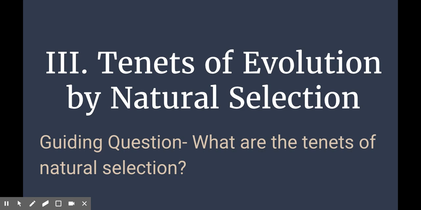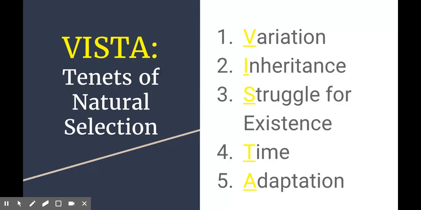There's an easy way to remember these, and that is VISTA. VISTA is an acronym for the 5 tenets of evolution by natural selection. These are things that would need to exist within a population in order for evolution by natural selection to act on it. The first one is variation, there's your V. 2 is inheritance, there's your I. 3 is struggle for existence, there's your S. 4 is time, with your T. And 5 is adaptation, that's the A. So this is a helpful way to remember each of these tenets. We're going to talk through what each of these means.